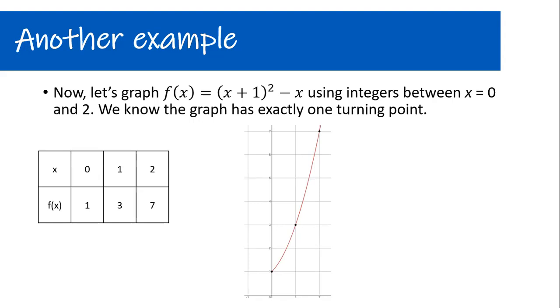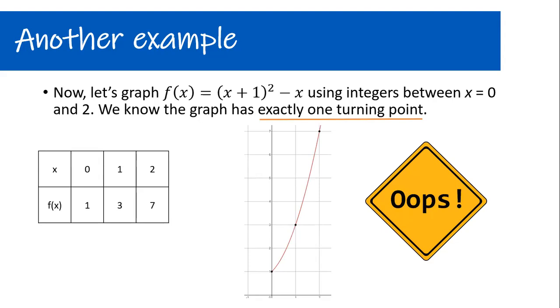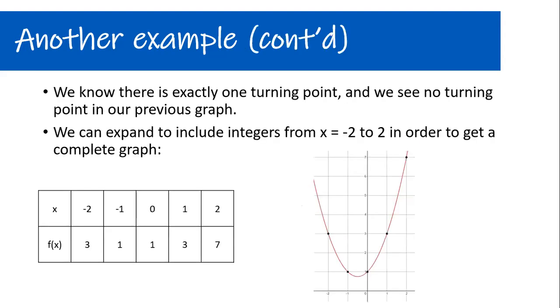It's not a bad graph, but the whole thing is increasing. So we don't ever get to see a turning point. That is a problem. This is not a complete graph. Now, we know there's that 1 turning point and we didn't see one before.